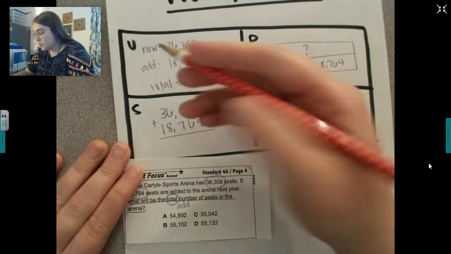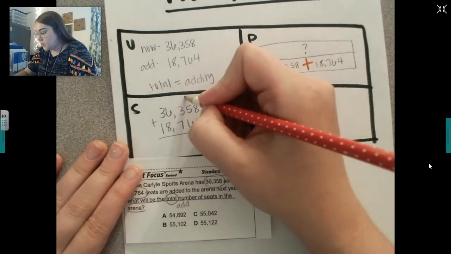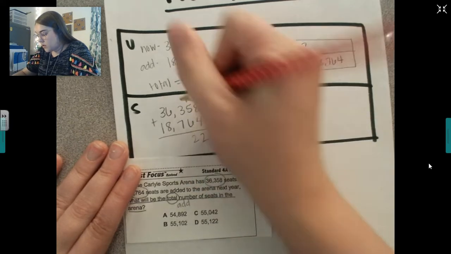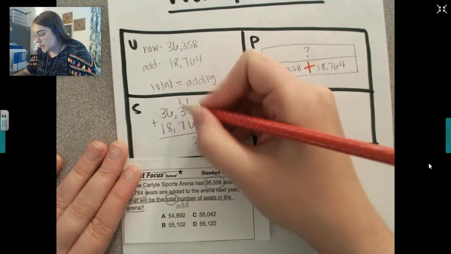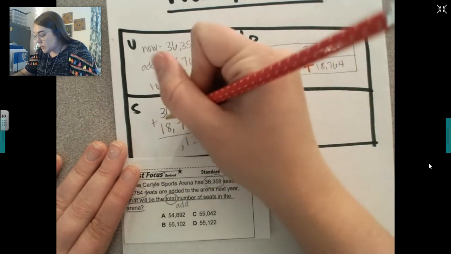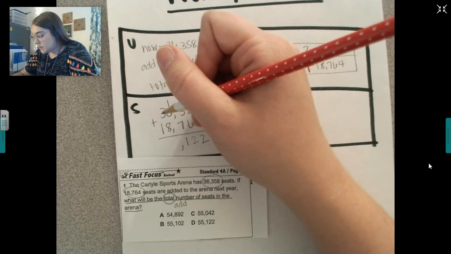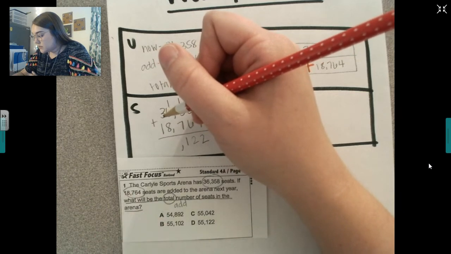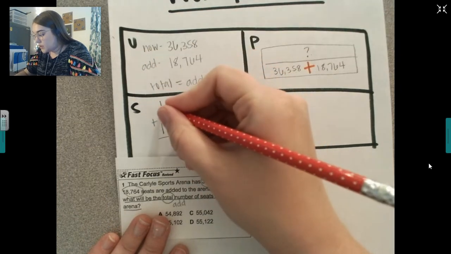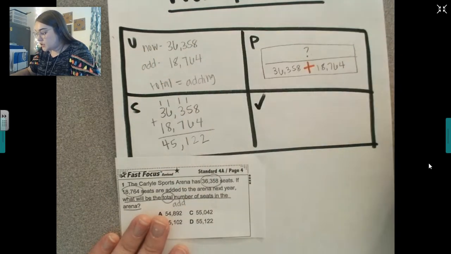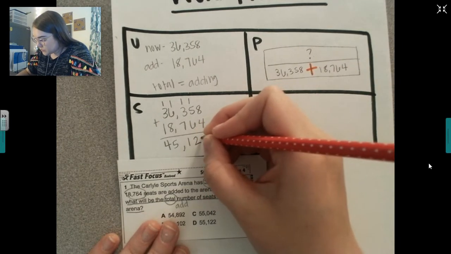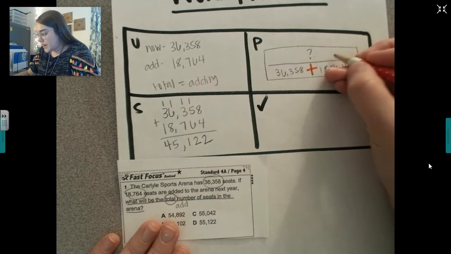8, 9, 10, 11, 12. 8 plus 4 is 12. 6 plus 5 is 11. Plus 1 is another 12. 7 plus 3 is 10. Plus 1 is 11. I'm going to bring my comma down. 8 plus 6 is 14. Plus 1 is 15. Carrying my 1. And then 3 plus 1 is 4. Did you guys get 45,122? That is what I got for my answer.